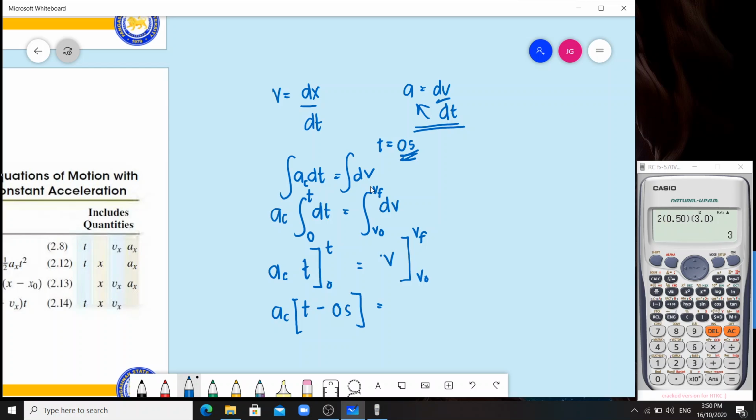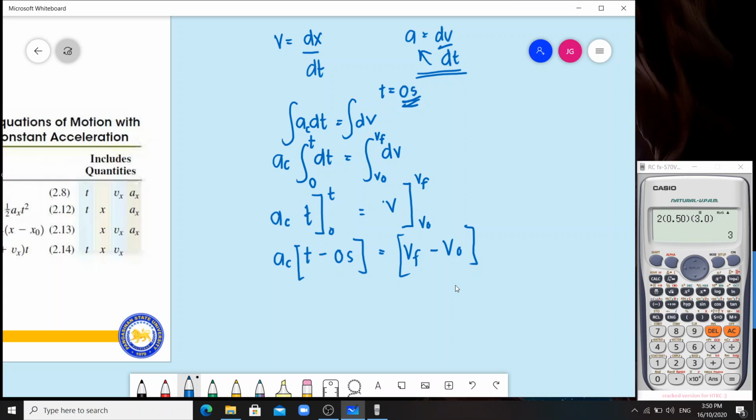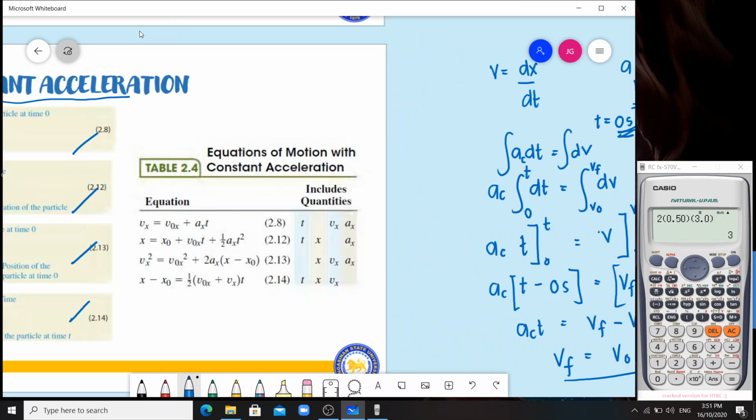Okay? And then, evaluate this from vf minus v0. Ayan. Okay? So, our final formula, a_c t is equal to vf minus v0. So, vf is equivalent to v0 plus a_c t. Ayan. Meron na tayong first formula, which is what?